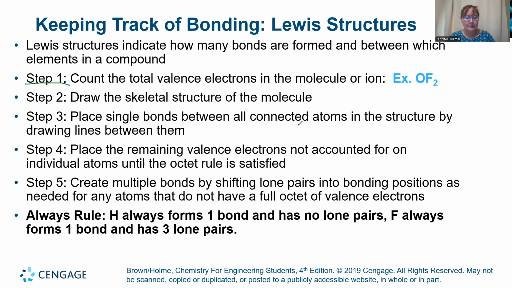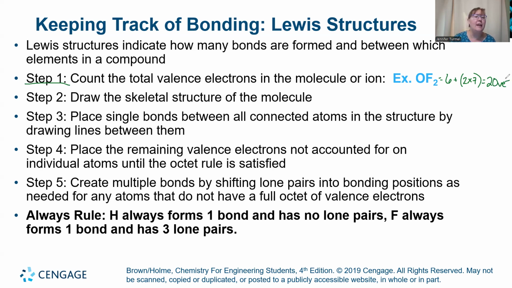So you can go back and look at slide 5, which lists all of the different valence electron counts, and you'll see that oxygen has 6. We're adding in 2 fluorines, and each fluorine has 7. So 6 plus 14 means that we have 20 valence electrons.